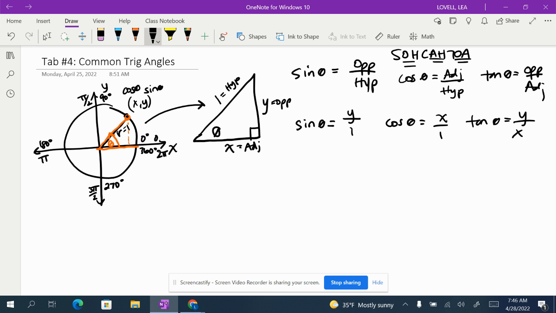So sometimes we use the shorthand: sine of theta equals y, because y over 1 is just y. Cosine of theta is x, and the tangent of theta is y over x. Okay? This is just going to be part 1.